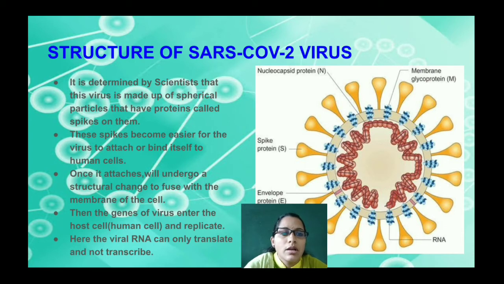So once it establishes an attachment to the membrane of the host cell, it releases its RNA, and viral RNA can only translate and not transcribe. We have already seen the difference between translation and transcription. So you can see that it acts as an mRNA molecule, and it will go to the host ribosomal site, and it will start synthesizing its own proteins for its replication.